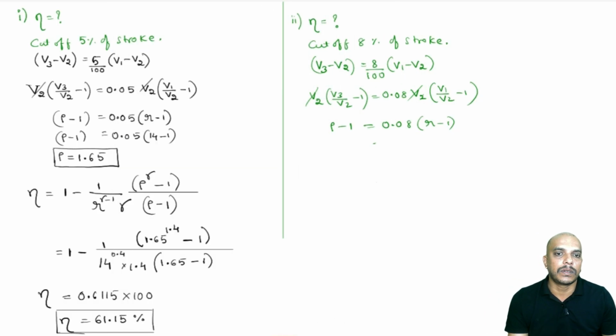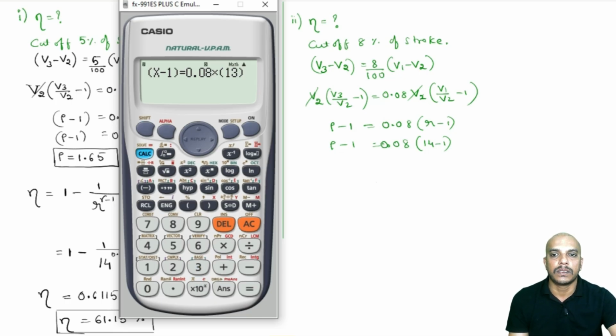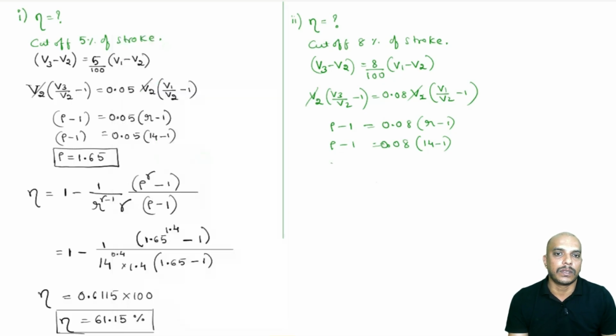Cutoff ratio is the only unknown because we know the value of R is 14. So, rho minus 1 equals 0.08 into 14 minus 1, which is 13, we can straight away substitute that. Now, let us solve for rho. Then we have the cutoff ratio as 2.04. So, the value of rho is 2.04.